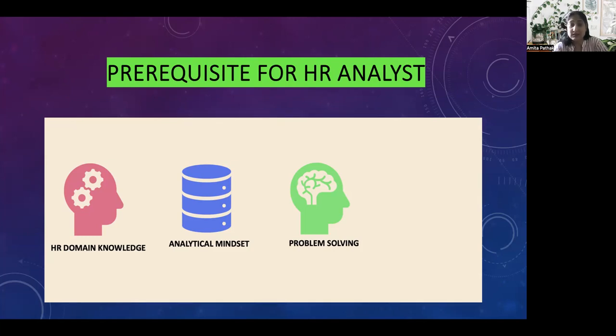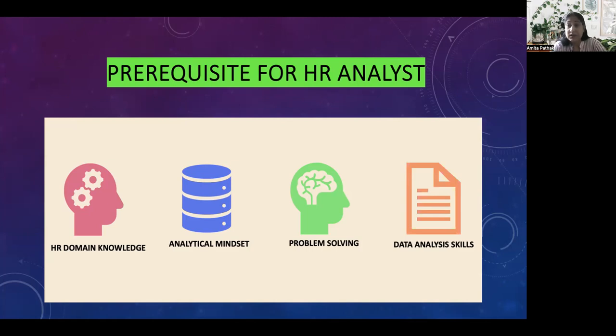What's the next thing? Data analysis skills. Yes. As I told you, a person should have HR domain knowledge, because that person has to work in the HR department. Having an analytical mindset, the reason is that he has to work on some critical issues. So critical thinking is there.